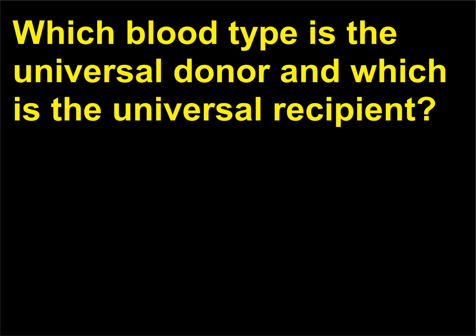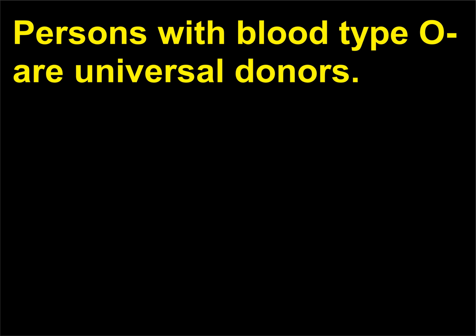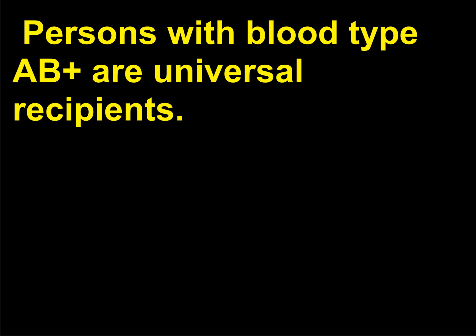Which blood type is the universal donor and which is the universal recipient? Persons with blood type O are universal donors. They are able to donate blood to anyone. Persons with blood type AB are universal recipients. They are able to receive blood from any donor.